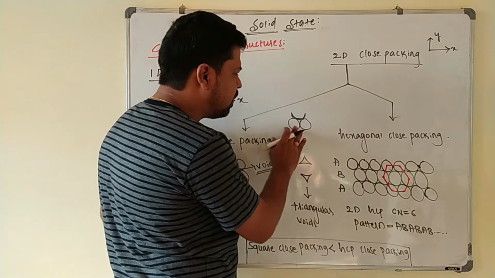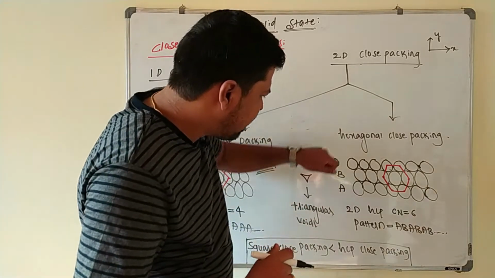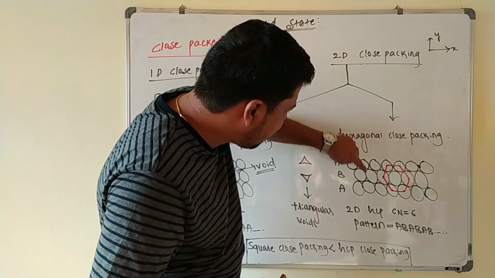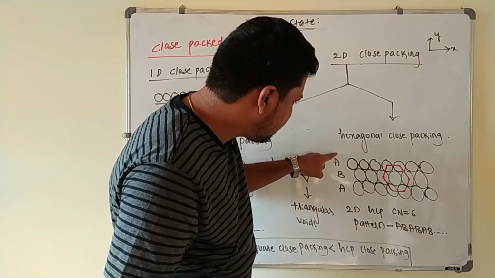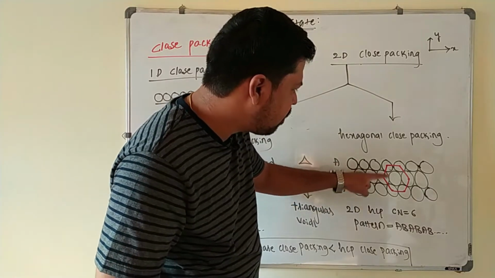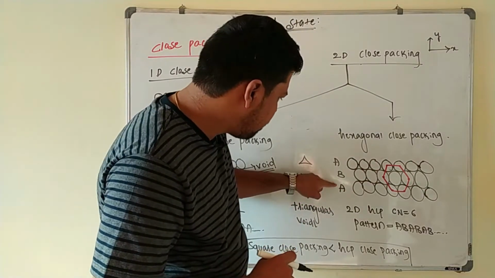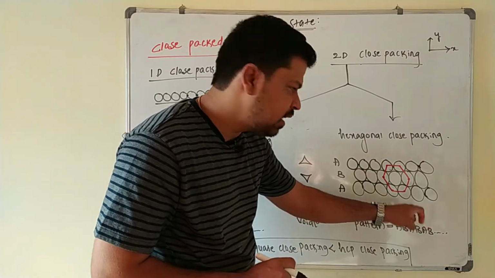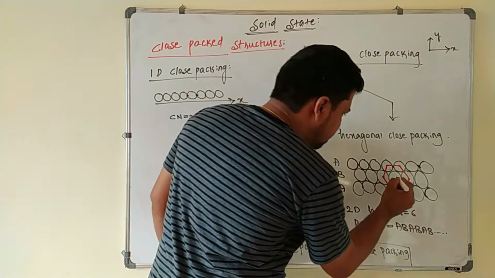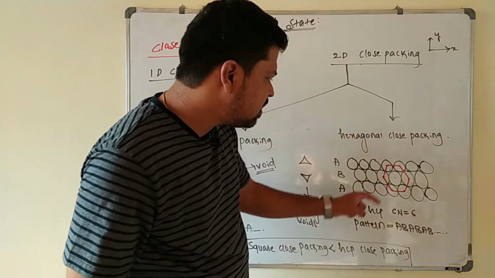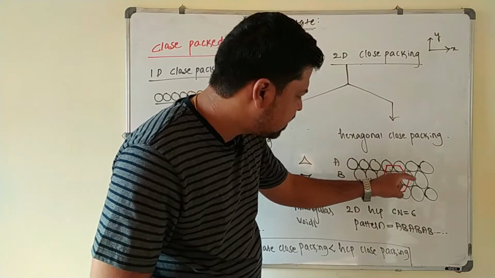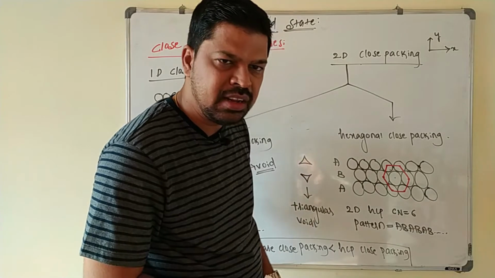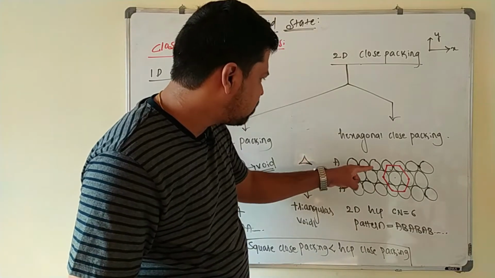Whenever the third row is placed, what happens here? Again the spheres of the third row are in alignment with the spheres of the first row. Third row spheres and first row spheres are exactly one above the other. So the AB type of pattern will be continued here, and here the coordination number: if I consider this sphere, it is in touch with 6 spheres. So if I join the centers of the remaining 6 spheres which are in contact with this sphere, you will get a hexagon. That's why it is called what?